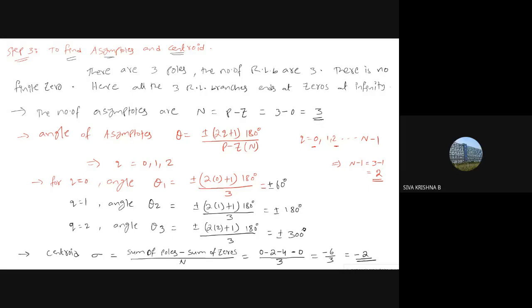From this minus 2, you have to draw these angles. Write a note there if you want: the centroid is used to draw the asymptote angles. What is the use of sigma? That is the reason, that is the meaning. Sigma or centroid is used to draw the asymptote angles.